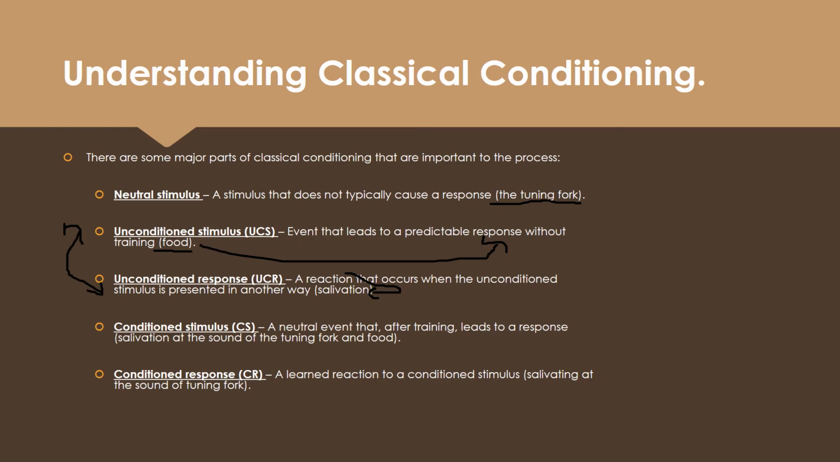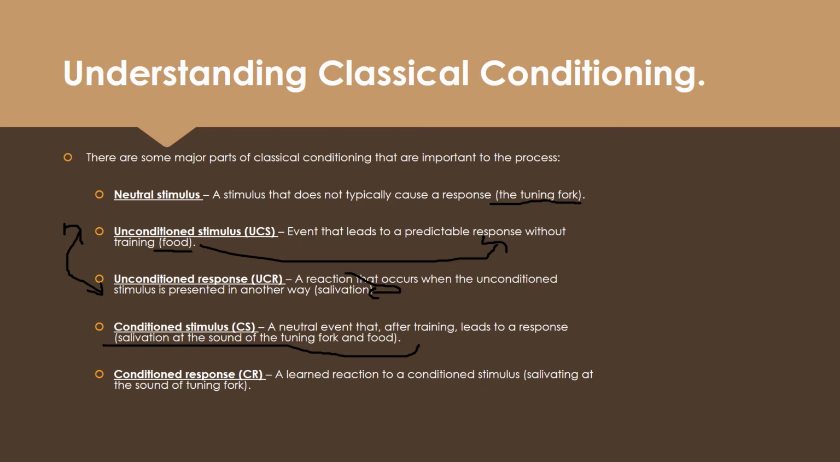A conditioned stimulus is a neutral event that, after training, leads to a response. Okay? For example, in Pavlov's example again with the dog, the salivation at the sound of the tuning fork and the food. Okay? So Pavlov took the tuning fork and the food, rang them together at the same time, showed them to the dog. This was an event that caused the dog to salivate. So now we have the tuning fork and the food, which causes the dog to react.